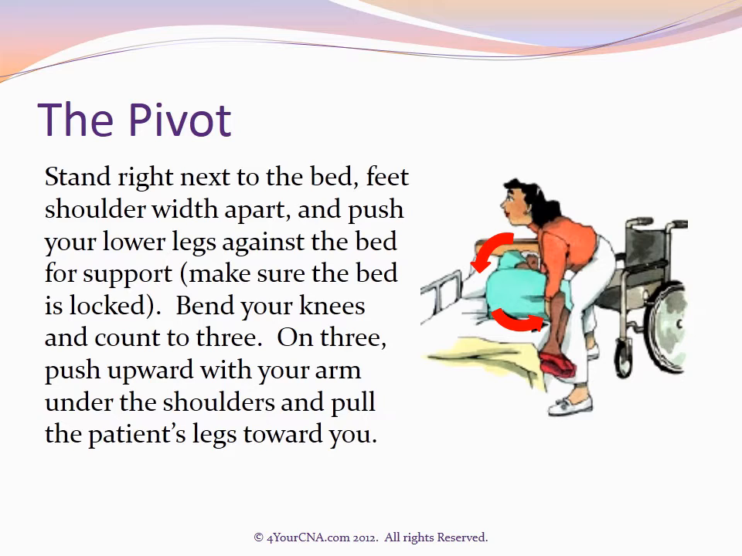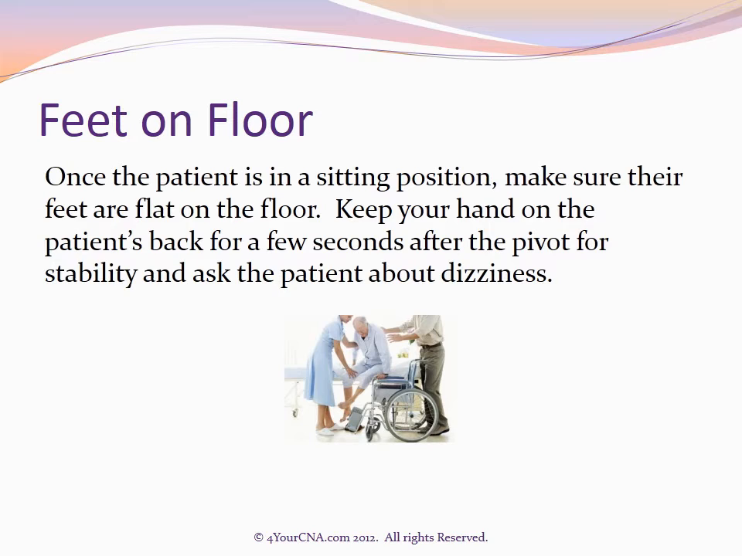Bend your knees and count to 3. On 3, push upward with your arm under the shoulders and pull the patient's legs towards you in a smooth pivot motion. Once the patient is in a sitting position, make sure their feet are flat on the floor. Keep your hand on the patient's back for a few seconds after the pivot for stability and ask the patient about dizziness.